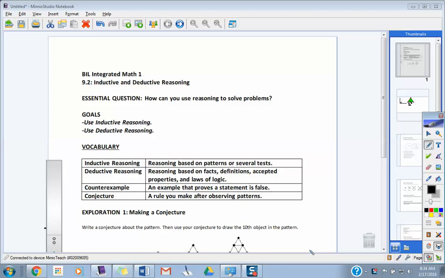Finish this today. I'll guarantee we're not going to finish this today, and that's okay. But guys, right up here, 9.2, my title is called Inductive and Deductive Reasoning.